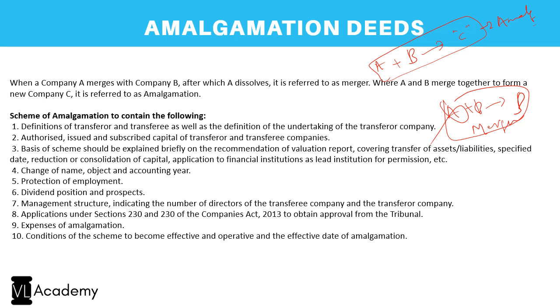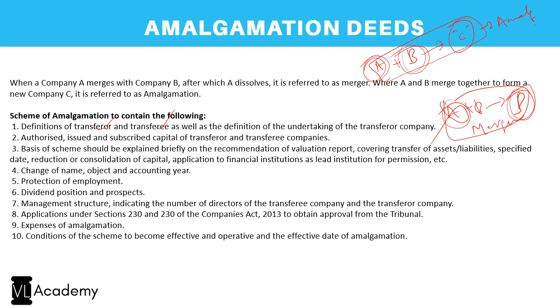Now let us look into the main aspect: what shall such a contract, or rather such a deed, an amalgamation deed, contain? It will contain the definition of transferor and transferee company. So A Limited is a transferor company, B Limited is a transferee company. Is that right? No. In case of an amalgamation, both A and B are transferor companies. C, the newly formed company, will become the transferee company. Similarly, in case of the merger, since B is the transferee company, A will be the transferor and B will become the transferee company.